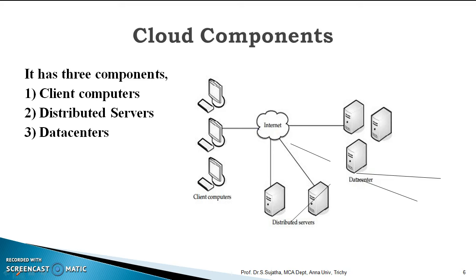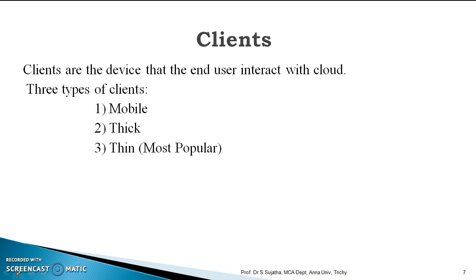Cloud components. There are three components in a cloud environment. The first one is client computers, the second one is distributed servers, and the third one is data centers. Clients. As we all know, clients are the devices that the user can interact with the cloud. Different types of clients are mobile, thick client, and thin client. Mobile clients are devices such as laptops, PDAs, iPads, tablets, whatever it is.